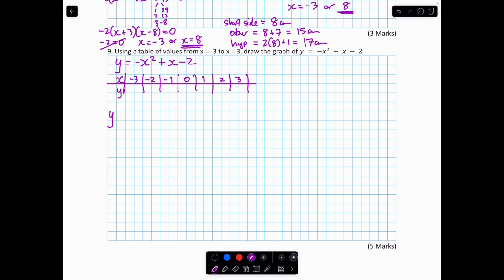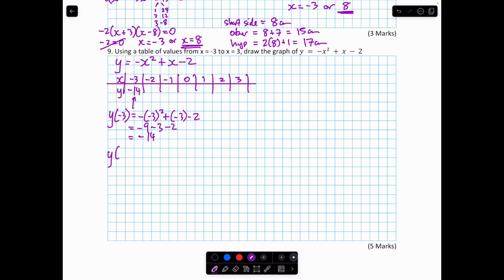So y, when x is equal to -3, is equal to -3 squared plus -3 take 2. Negative 3 squared is 9. Negative of that is negative 9. Positive times by negative 3 is negative 3, take 2. Negative 9, take 3, negative 12, take 2, negative 14, I believe. So first one down, negative 14. Draw an arrow to it if needed.